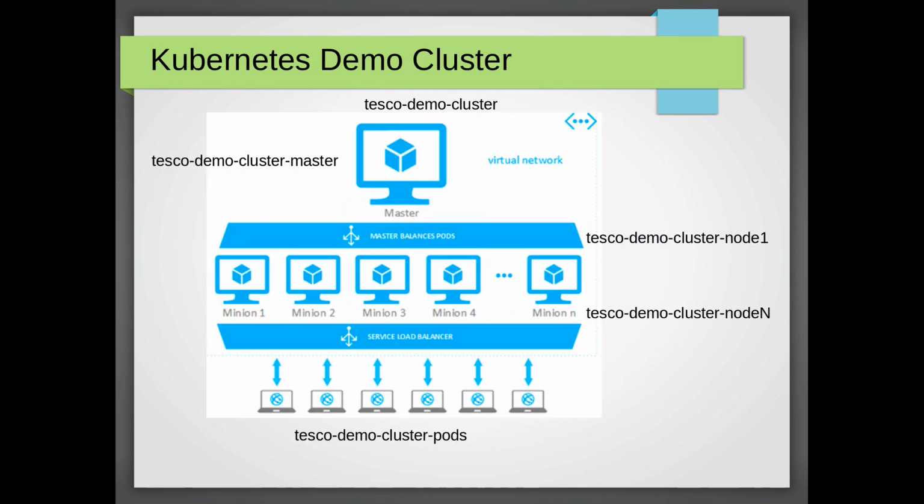So this diagram explains it. I'm going to create a cluster called Tesco demo cluster, and then it is going to contain the Tesco demo cluster master, and then it is going to have 6 minions, which are Tesco demo cluster node 1 to Tesco demo cluster node 6. And so I'm going to deploy as many pods as we need, and then I'm going to create the services for load balancing purposes.